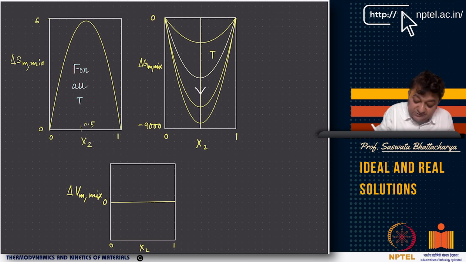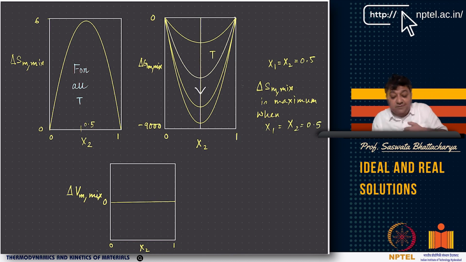When x1 equals x2 equals 0.5, then delta Sm mix is at its maximum. You can easily show that. I have shown that before, right?